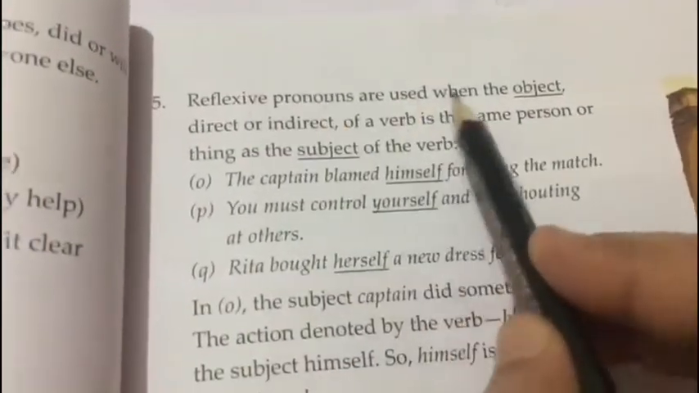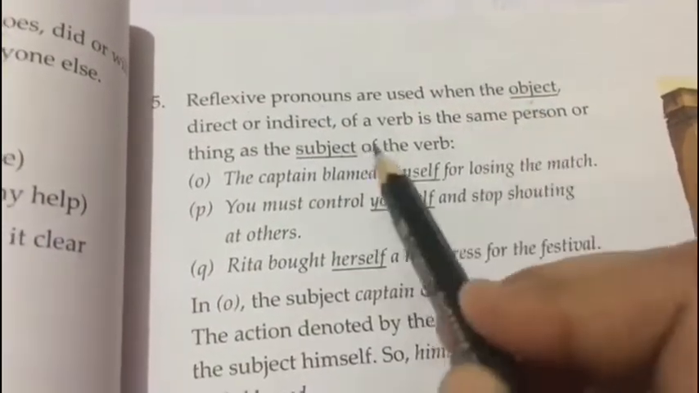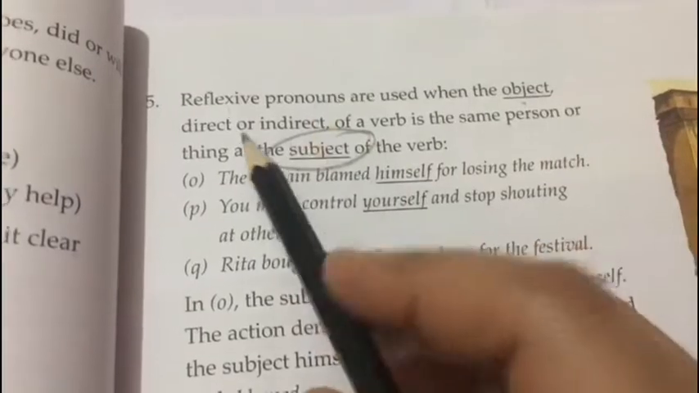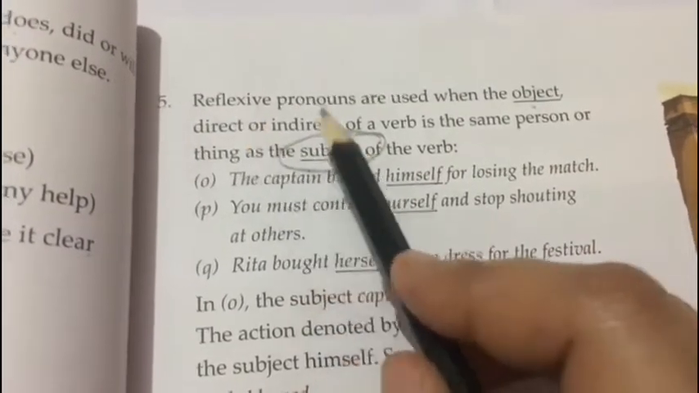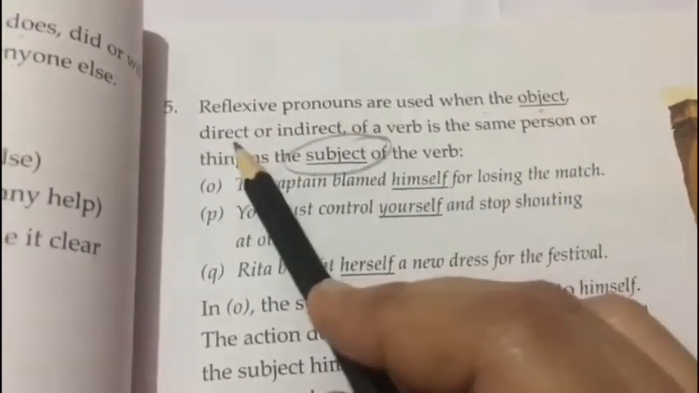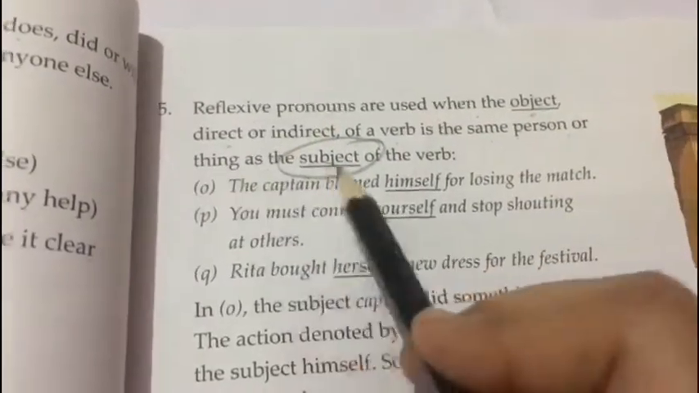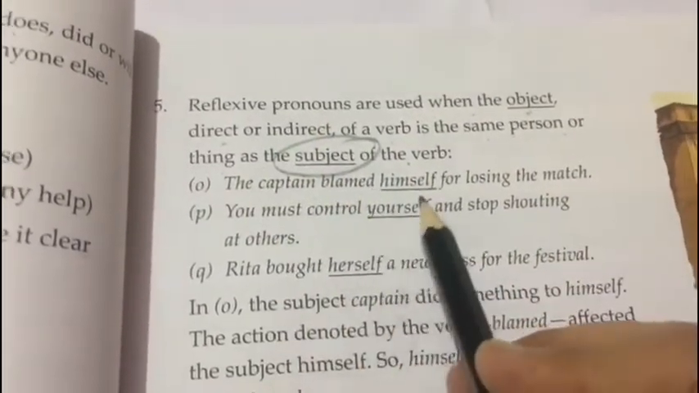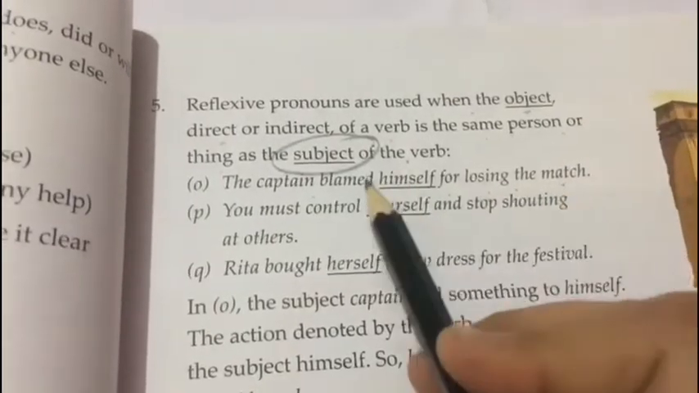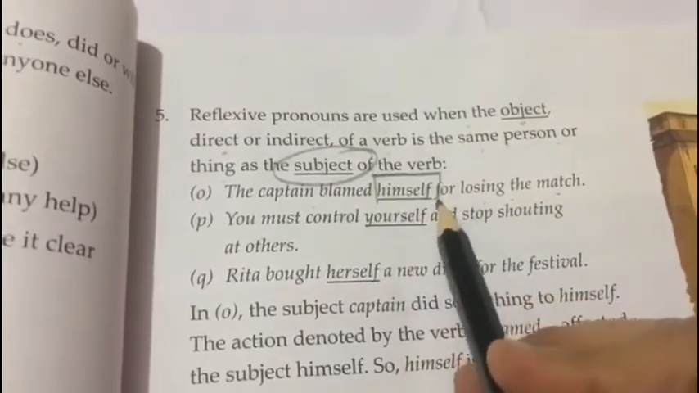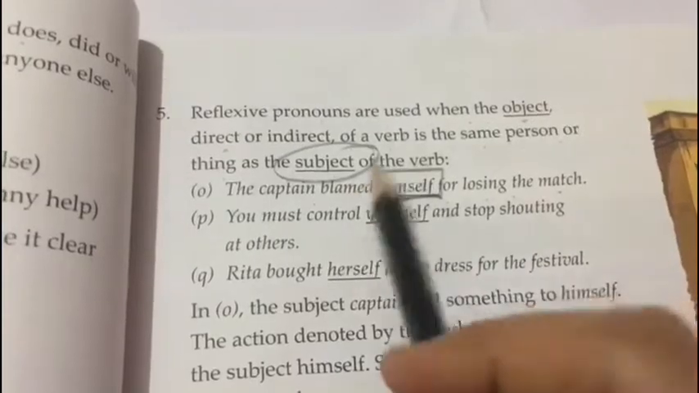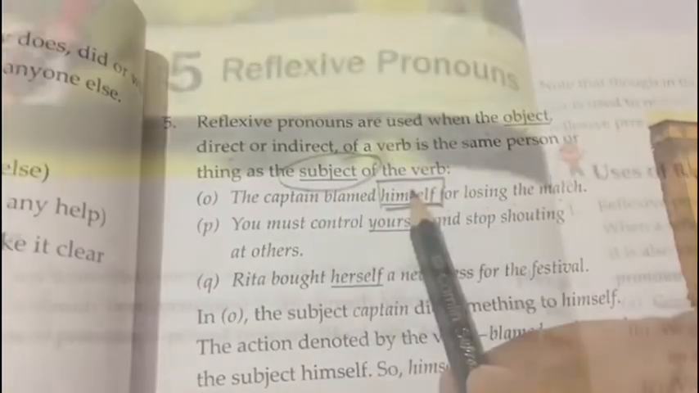Fine. Next, reflexive pronouns are used when the object as well as the subject are the same. So it is written over here, reflexive pronouns are used when the object, that is direct or indirect, of a verb is the same person or thing as the subject. For example, the captain blamed himself for losing the match. So here the captain has blamed himself. Fine. Means the object and subject of the verb.